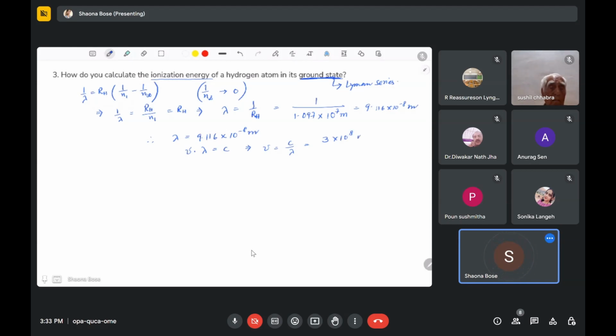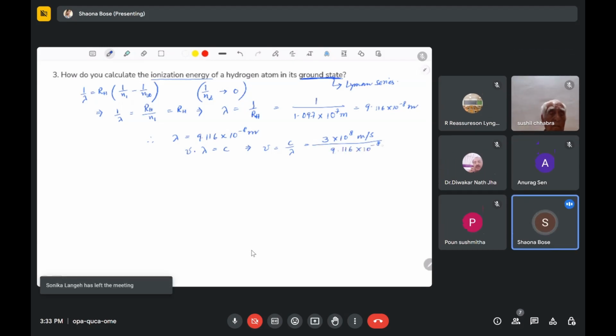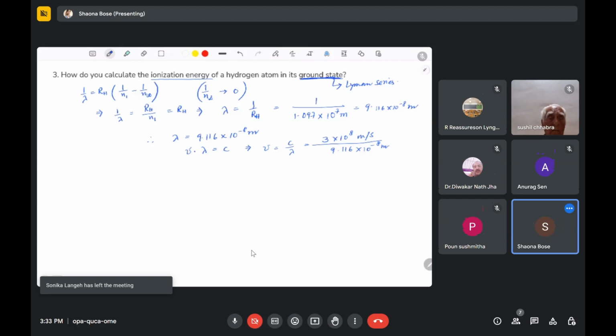3 into 10 raised to the power 8 meter per second by this 116 into 10 raised to the power minus 8 meters. Okay, so this will give you the answer, which I have here, 3.291 into 10 raised to the power 15 per second. Okay, or you can say hertz, but that unit is not required here.